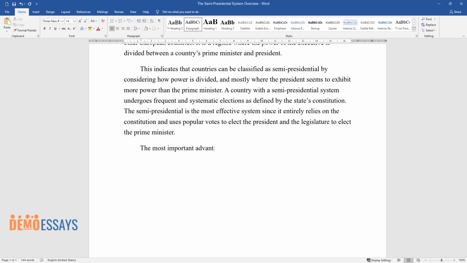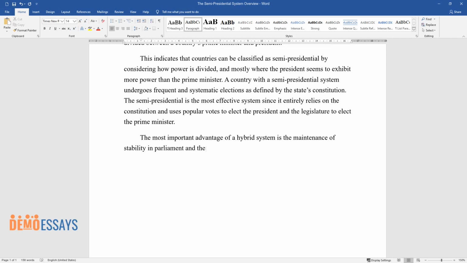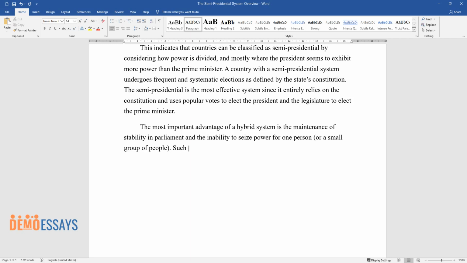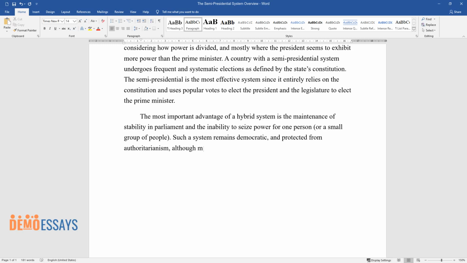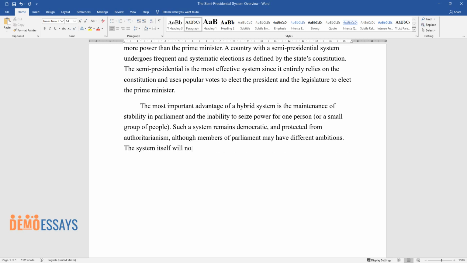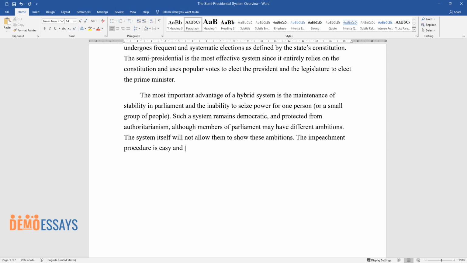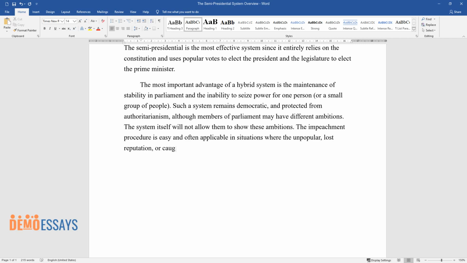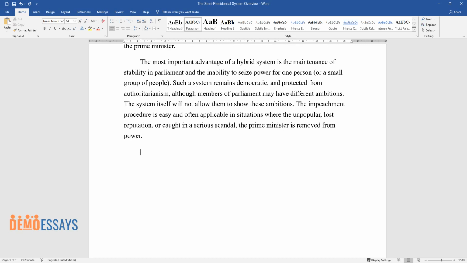The most important advantage of a hybrid system is the maintenance of stability in parliament and the inability to seize power for one person, or a small group of people. Such a system remains democratic and protected from authoritarianism, although members of parliament may have different ambitions. The system itself will not allow them to show these ambitions. The impeachment procedure is easy and often applicable in situations where the prime minister is unpopular, has lost reputation, or is caught in a serious scandal, and is removed from power.